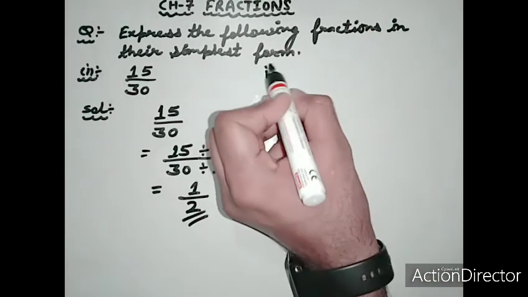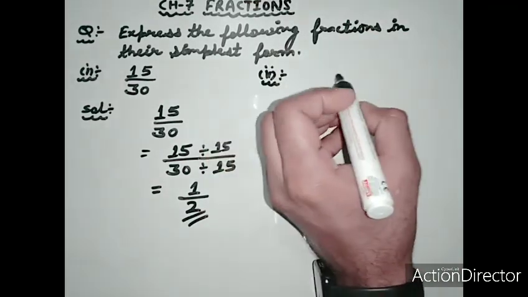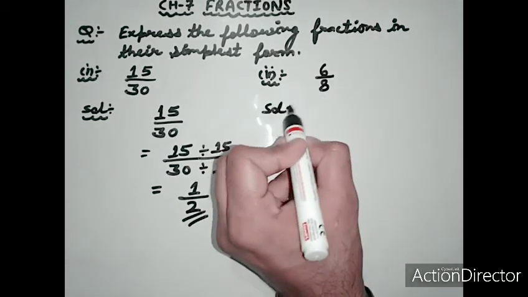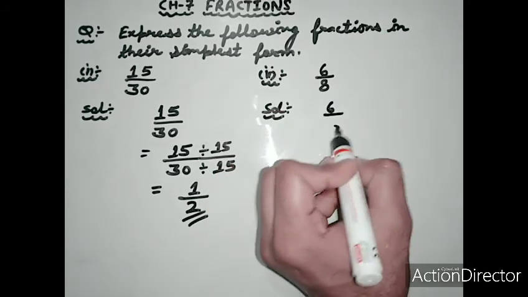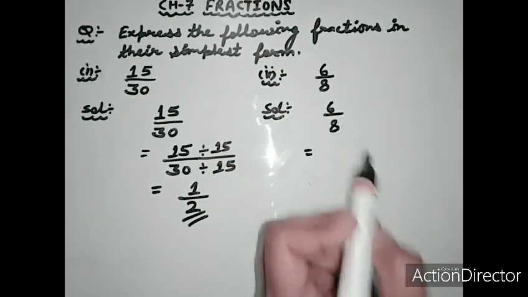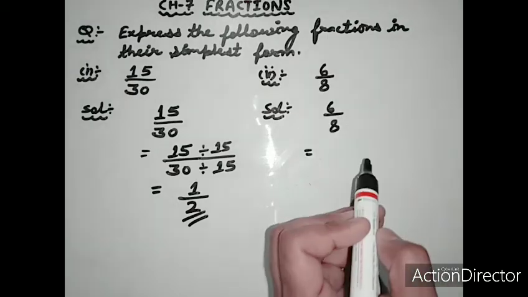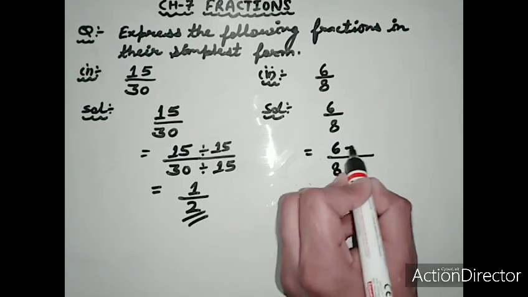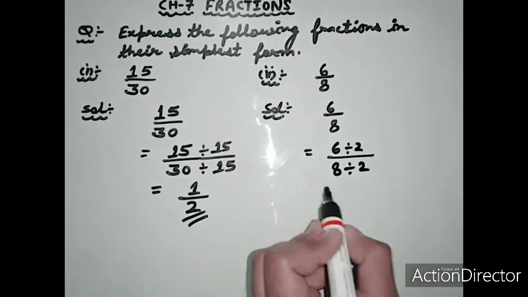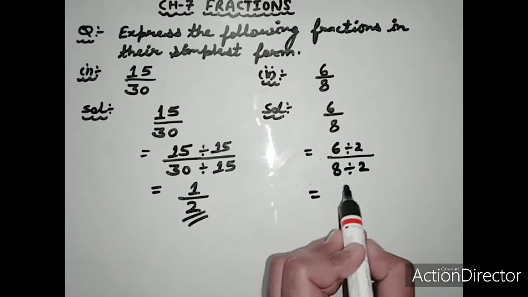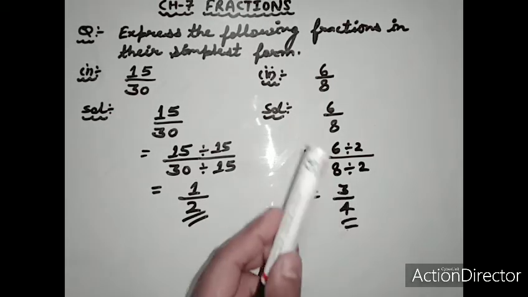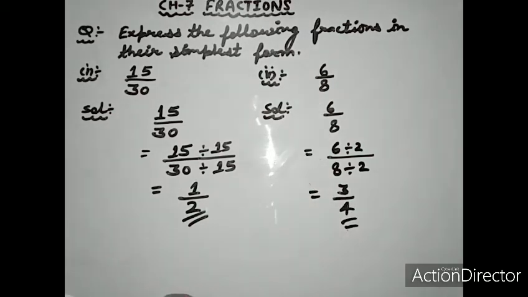Now we take another example, like 6 upon 8. Now here we apply the same rule, and first we find the common factor of 6 and 8. So there is 2 which divides 6 and 8 at one time. So here 6 and 8, these numbers are divided by 2. So 2 3s are 6 and 2 4s are 8. So here we get 3 upon 4. Say that 3 upon 4 is the simplest form of 6 upon 8.